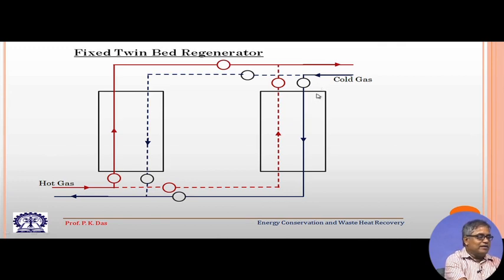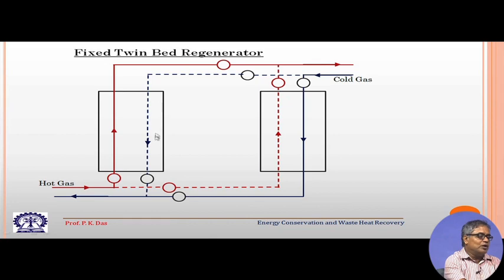Now, there is a cold stream also. The cold stream, once the hot gas stream has passed through this first bed, you follow this dotted line. So, this valve has been opened, this valve has also been opened, but these two valves are closed. So, the cold stream is coming like this through this dotted line and it is passing through this first bed. Now, when the cold stream passes through the first bed, it is already very hot.